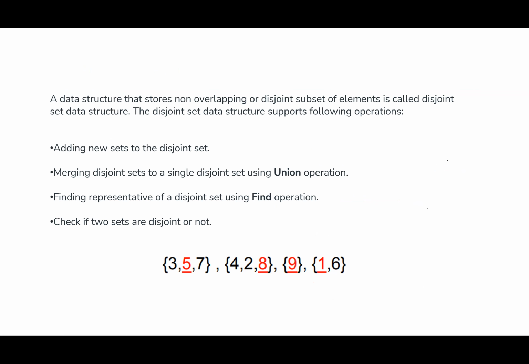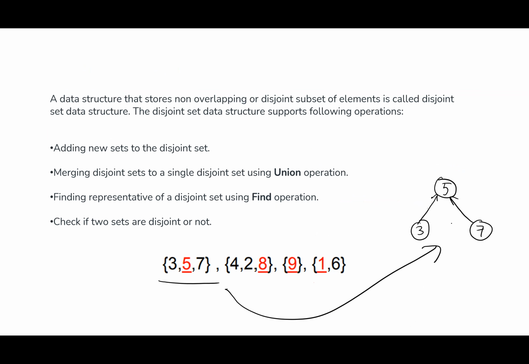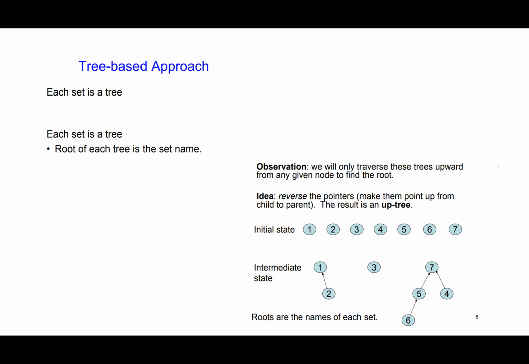Say the first one: this set will look like a tree with 3 and 7. So this set can be represented as this tree, where the root of the tree is the representative of the set.